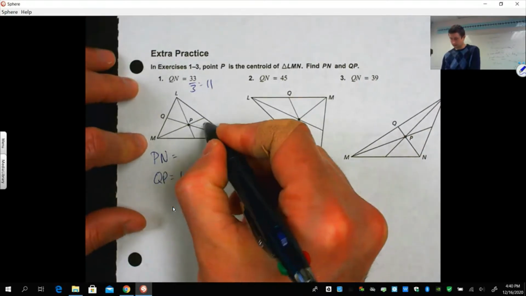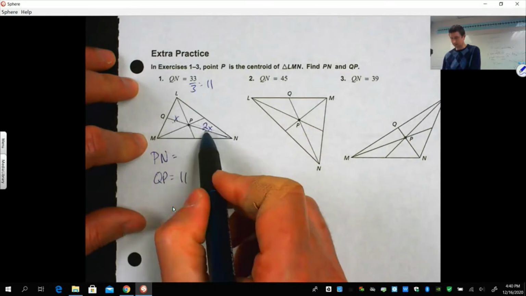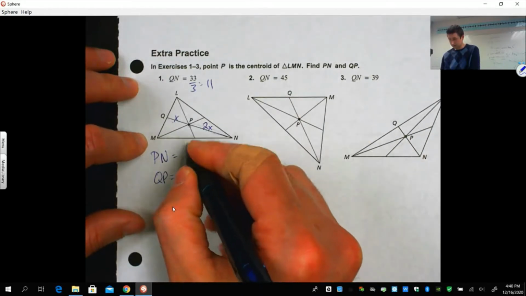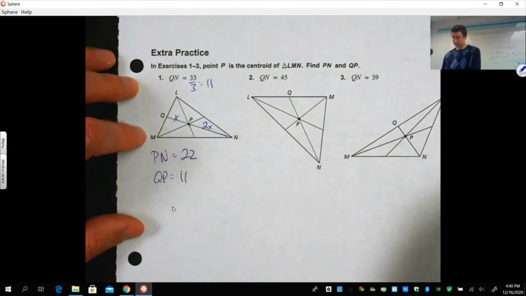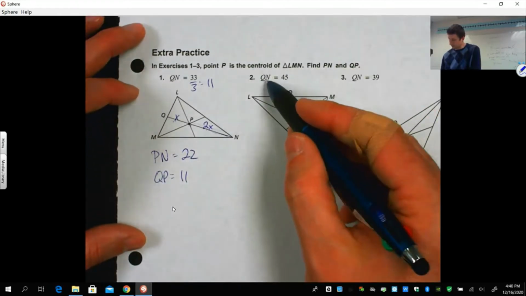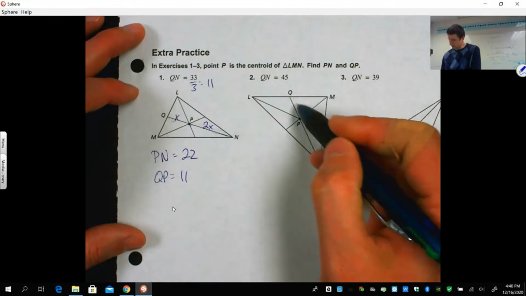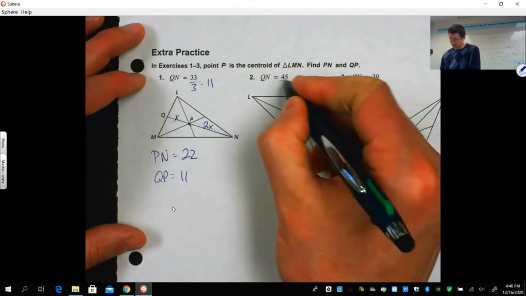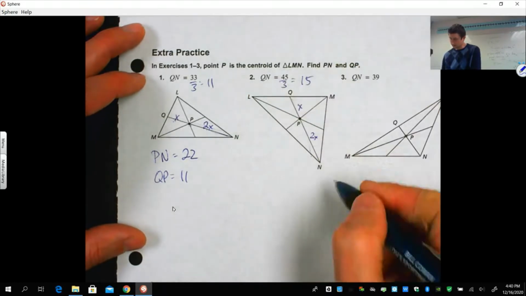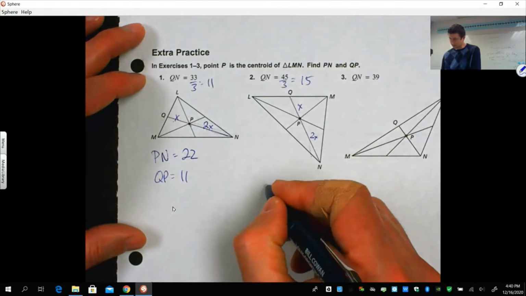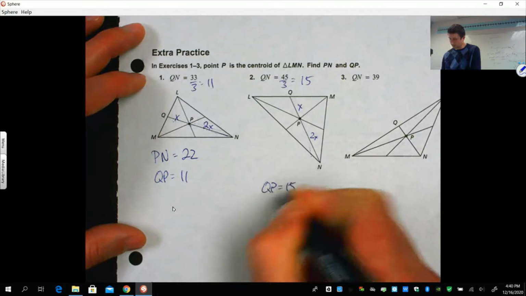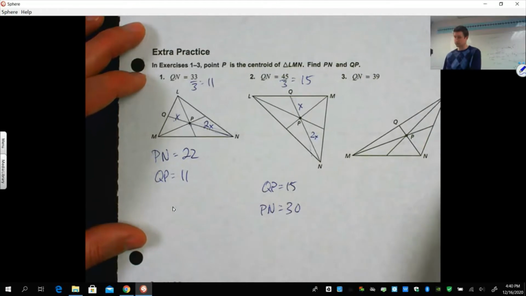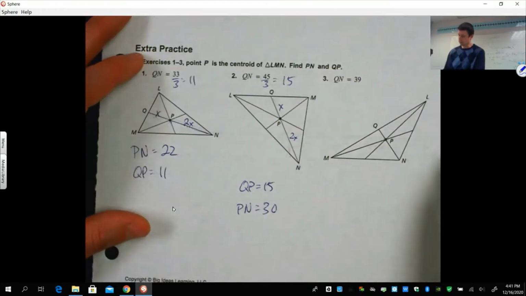PN is 2 times that, because that's x, and that's 2x. That makes that 2/3 of the distance. So that would be 22. So PN is 22, QP is 11. Okay, QN is 45, that makes that x, that's 2x. Divide by 3, I'm going to get 15. So x is 15, so QP is 15, and PN is going to be 30, twice that amount. Okay, so if you can get number 3 done, come back and check.